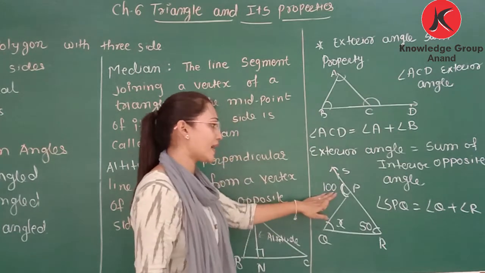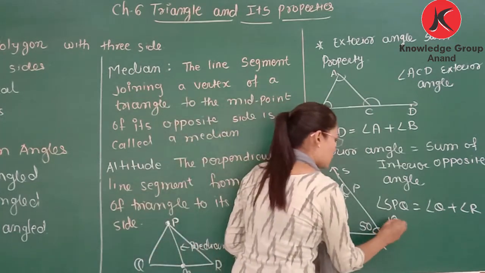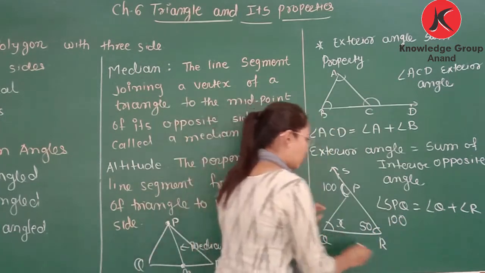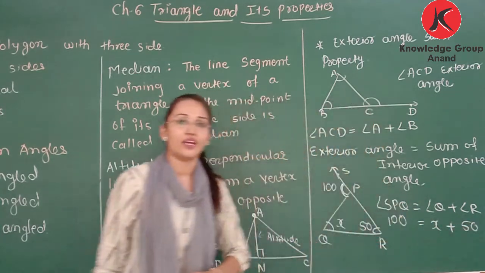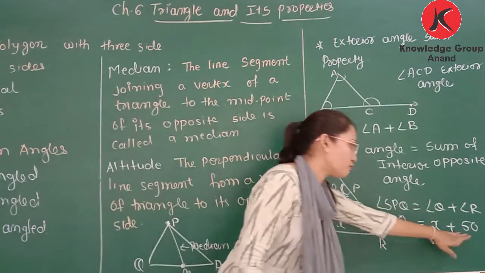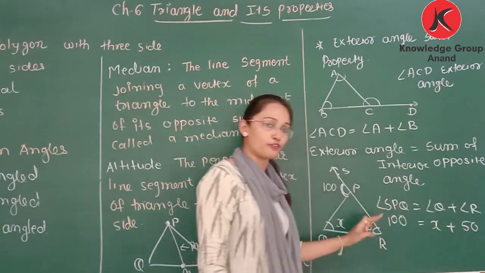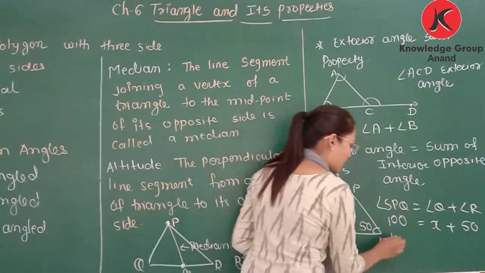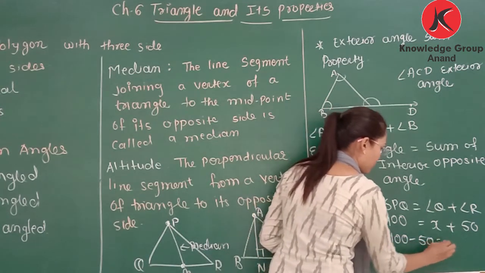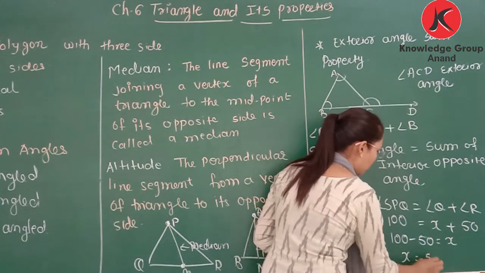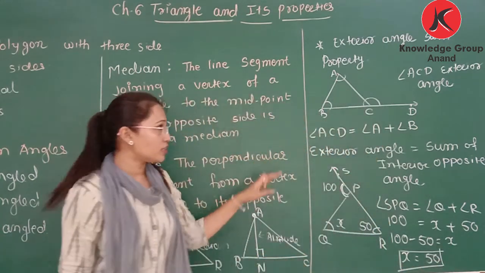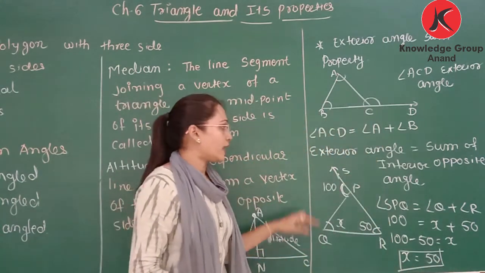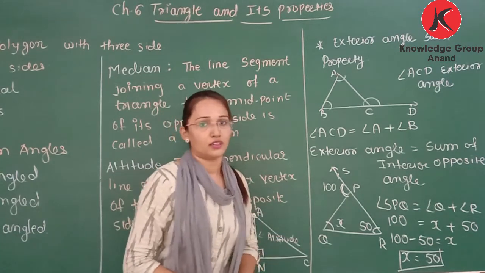Now here, this angle is 100, so SPQ is given 100. Q angle is given X and R is given 50. Here we need to find unknown angle X, so from the right side we move 50 to the left side, it becomes subtraction. So our unknown angle X will be 50 degrees. This way we can use exterior angle sum property to find unknown angle X in a triangle.